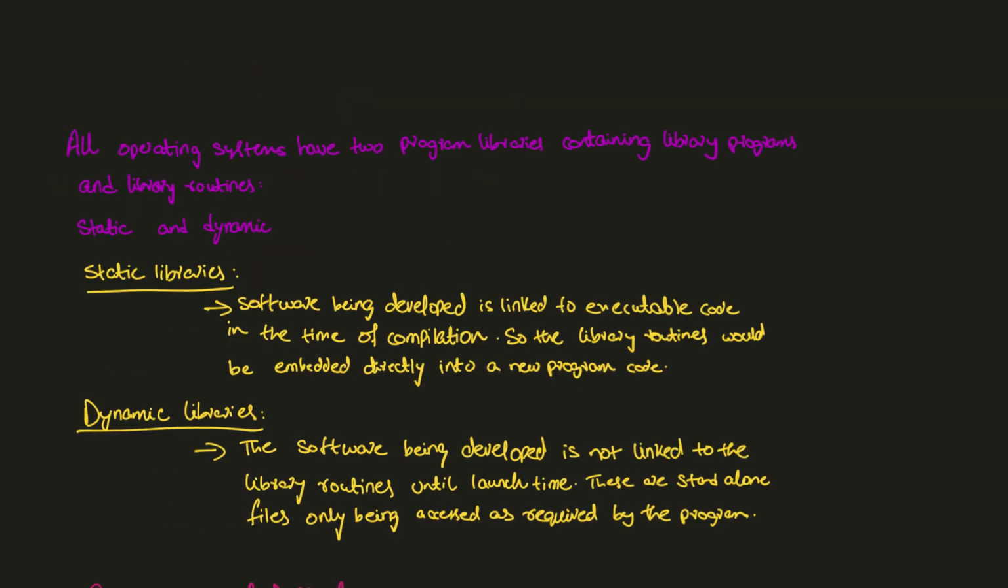So all operating systems have two types of program libraries. They are static and dynamic, right? The static libraries are linked to the executable code at the time of compilation, so the library routines are embedded directly into the new program code, right? And dynamic link libraries are only linked to the original code at launch time. So whenever you launch, only then will your dynamic link library be linked to the original code that you have written. These dynamic link libraries are standalone files and they can be accessed as required by the program itself, right?